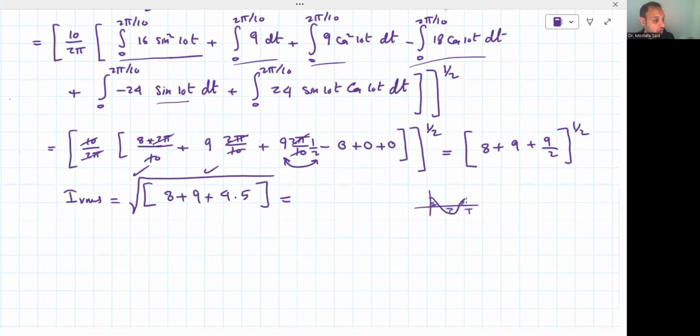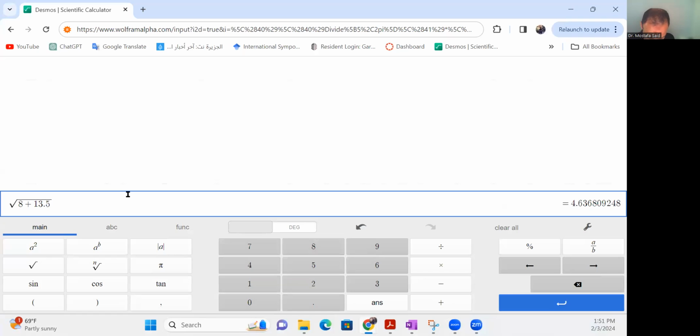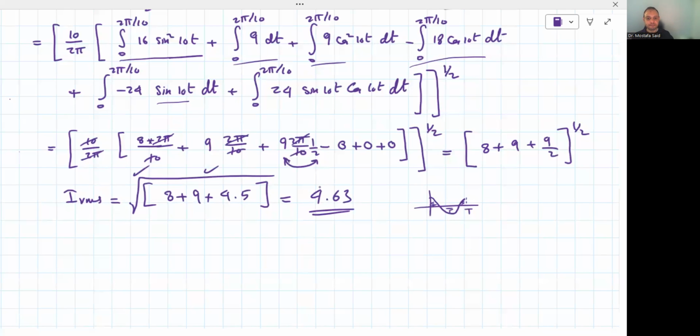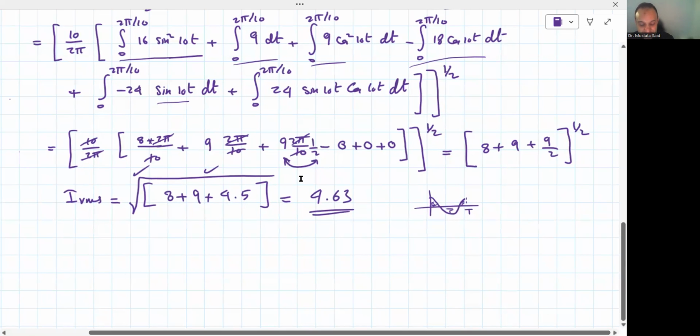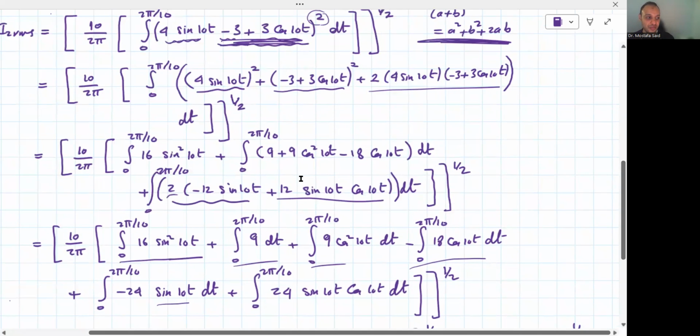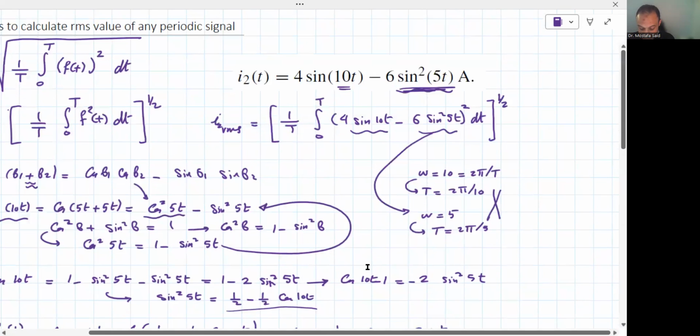Let's use our online calculator, Desmos. Okay, so I already have it, but that's fine. So 8 plus 9 plus 4.5. 4.63, I believe. 4.63. Okay, guys, it's a bit long because we have many integrals. Again, that's the challenge that you're gonna face when you solve AC circuits and find RMS and stuff like that. So the RMS value of all that equation here is basically 4.63.